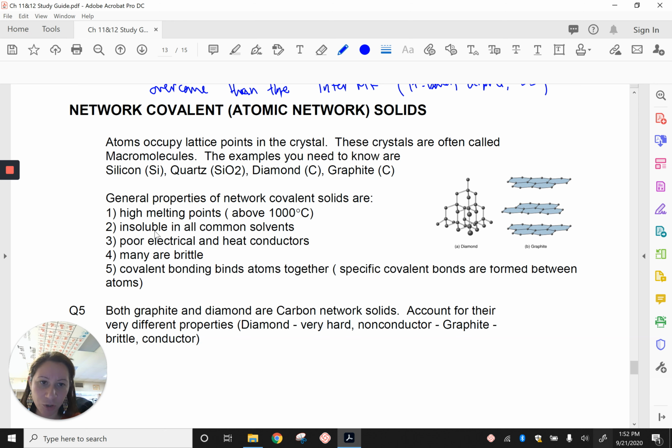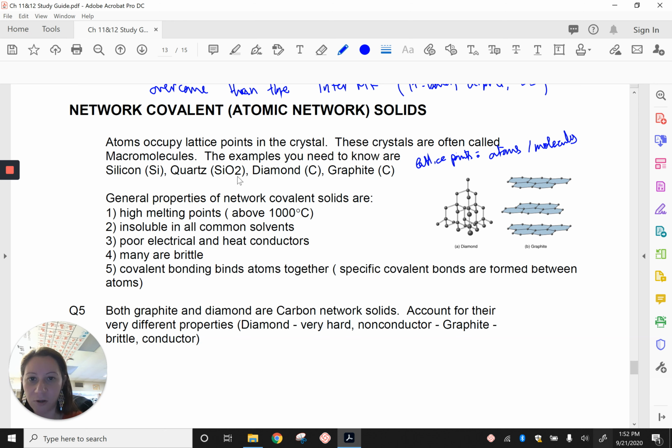So this is the structure of diamond, and this is graphite. These are all carbon atoms. So at the lattice points, you have either atoms or molecules, depending on what it is.